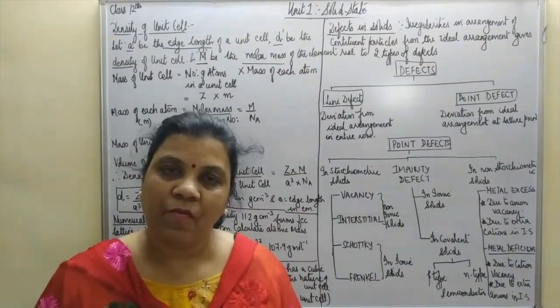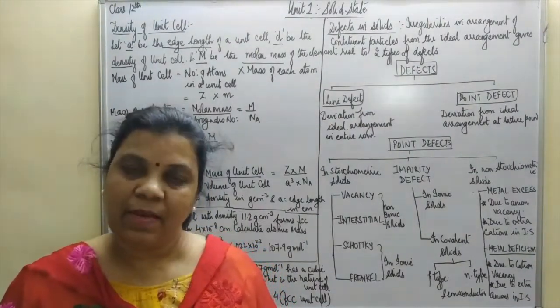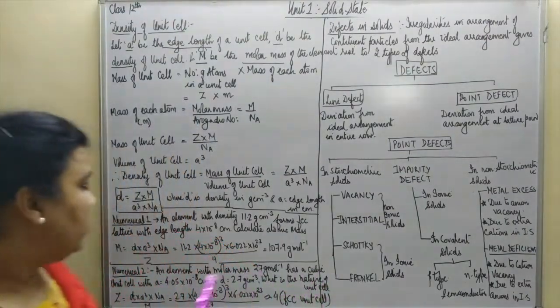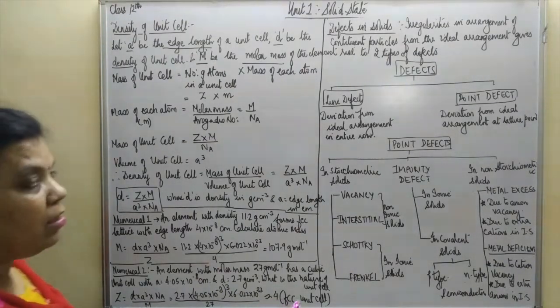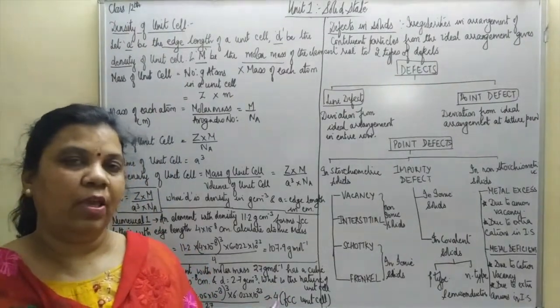If it comes out to be 1, it is simple cubic. If it comes out to be 2, it is BCC, body centered. If it comes out to be 4, it is FCC. So that means we need to calculate Z. Let us apply the formula Z equals D into a cube into Na by M. Substitute all the values and you get Z approximately equal to 4, meaning that the type or the nature of the unit cell is face-centered cubic unit cell.